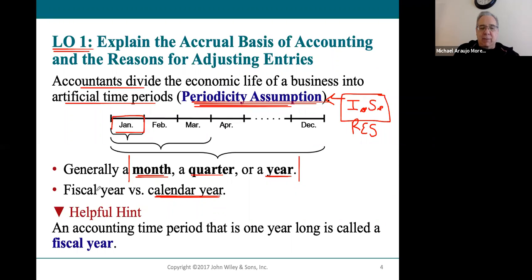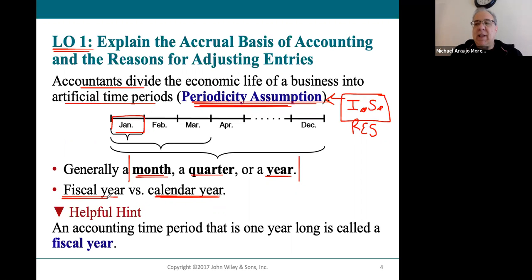We can allow them to use any 12-month period, and that's called a fiscal year. Now, these 12 months have to be consecutive. You can't be skipping months. It's got to be a consecutive 12-month period, and businesses have the option to do that. Why would they do so?